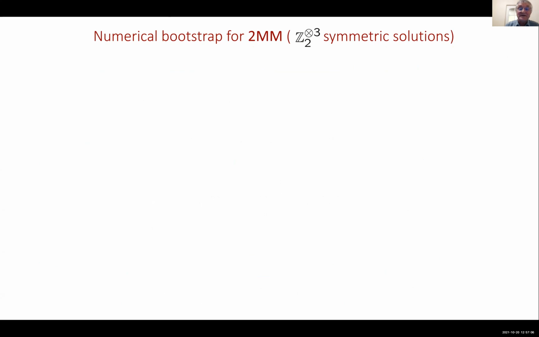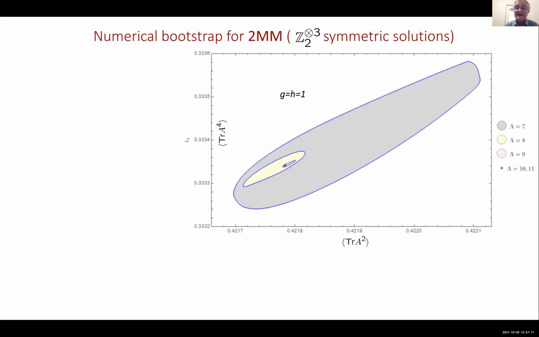So now I show the results, at least for the Z2 symmetric solution. You have three Z2 symmetries, like A to B, or A to minus A, B to minus B. And here is the result of computation: the islands around this supposedly exact solution, which diminish with lambda. At lambda equals 10 or 11, you see this cross, and the islands are indistinguishable from the cross. So it works quite well.